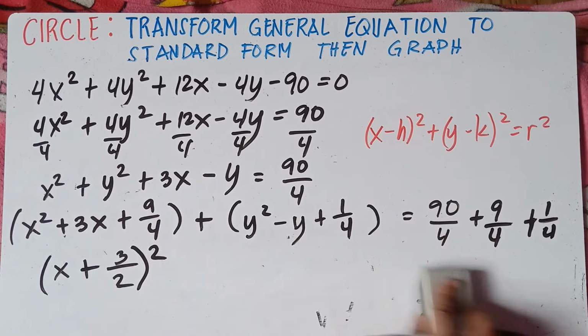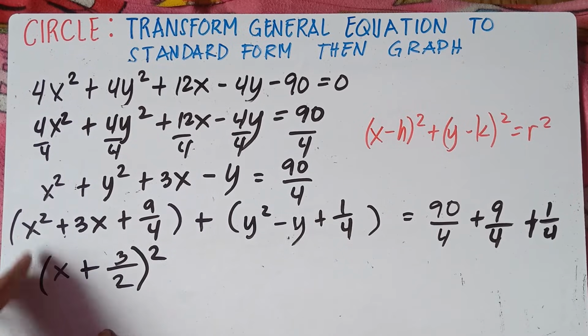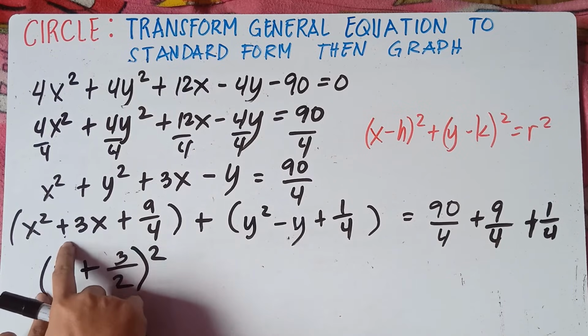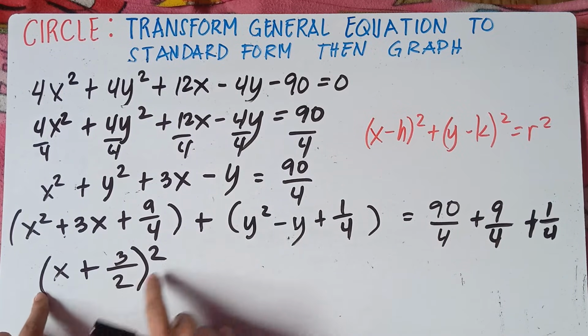That's it for x. Square root of the first term is x, square root of the last term is 3 over 2. Copy the sign of the middle term, plus. Then get the square.